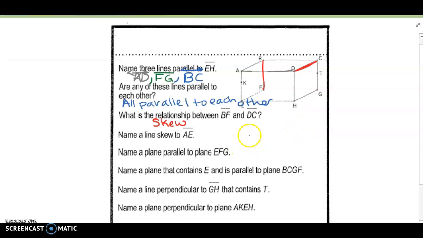All right, name a line that's skew to AE. Okay, so AE is right here, straight up and down. A line that's skew to AE. So we want a line that's not coplanar with it, but will never intersect it. So guys, there's several things that we could write here. There's several lines that are skew. I don't know, wouldn't GH be one? So GH would be one. Try to think of a few more. So GH, what about DC? DC would be another.